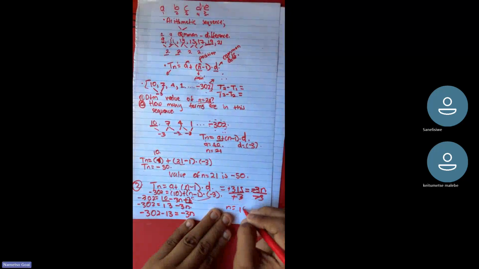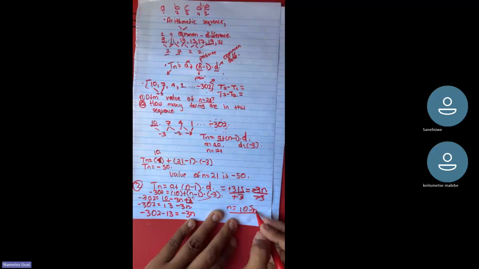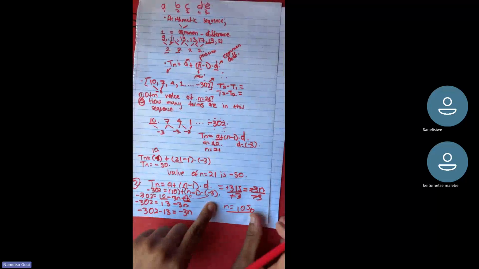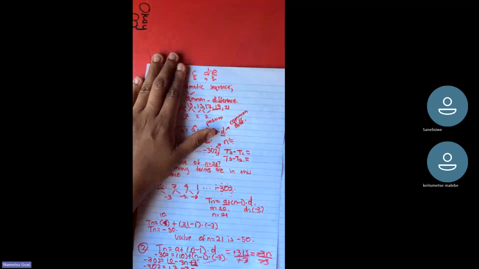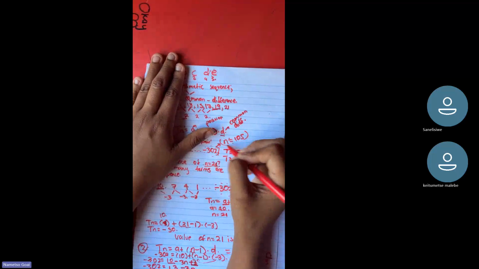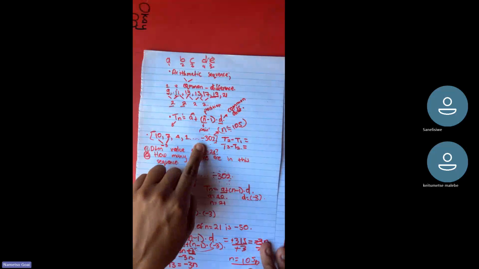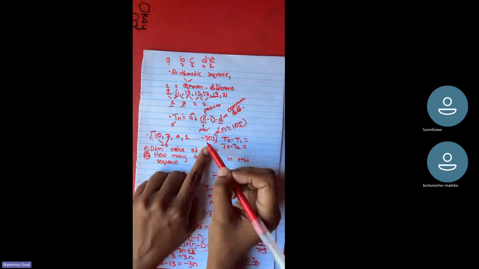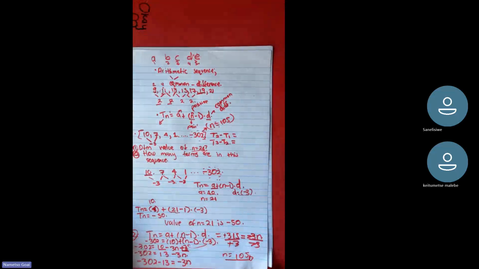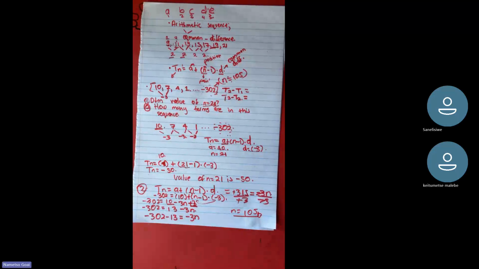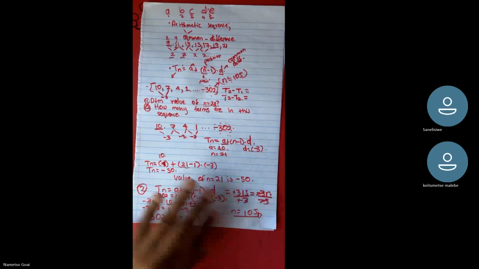105. So which means the nth, the position of this negative 302, is what? n equals 105. So if we were to move along the sequence and go to position 105, we're going to find this negative 302. So it means that we have 105 terms in this sequence over here. Do you guys get this? Yes. Okay, great.